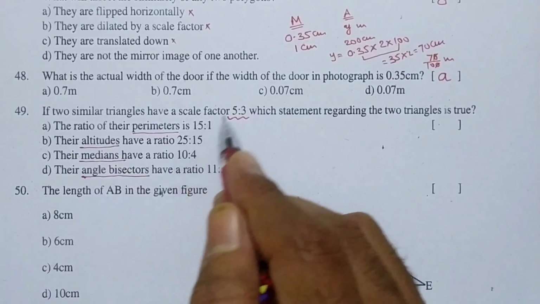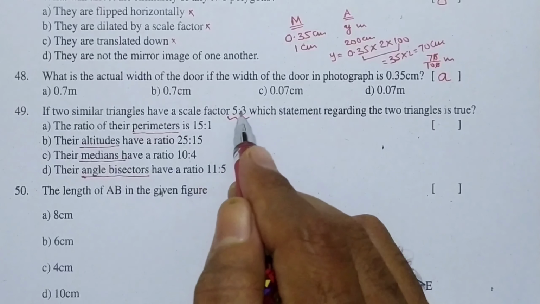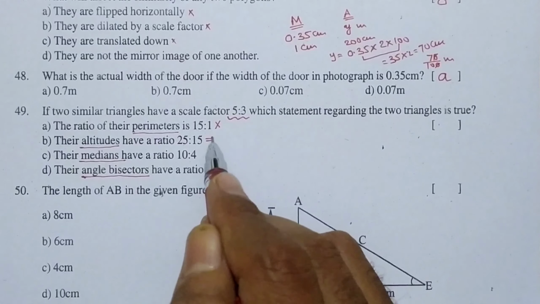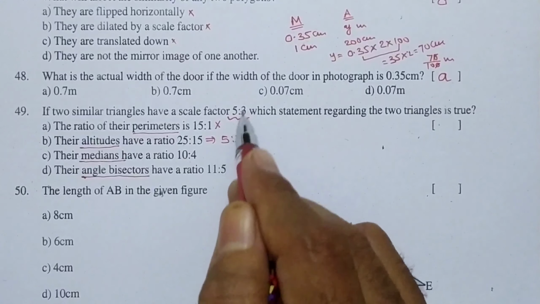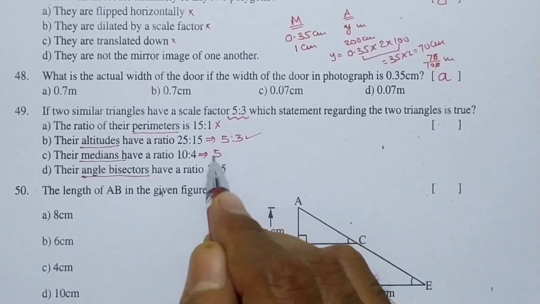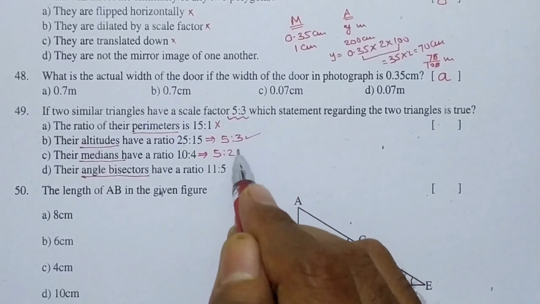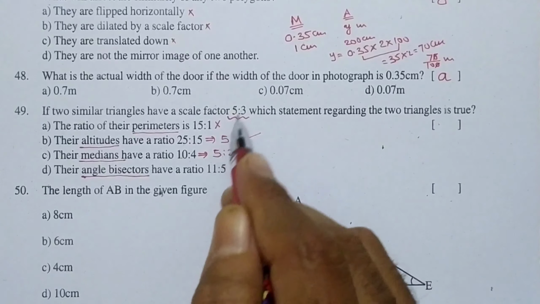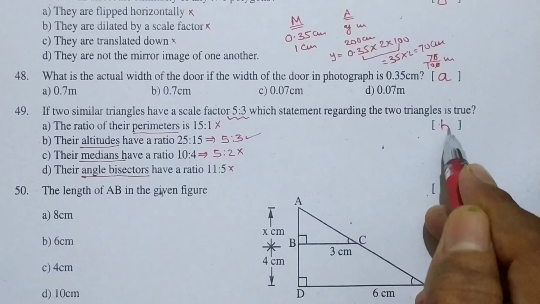Now let us see which ratio is equal to 5:3. Here 15:1 is not equal to 5:3, so this is false. 25:15, let us cancel with 5: 5 5s are 25 and 5 3s are 15. So here we get 5:3, so this is true. 10:4, when we divide by 2, 2 5s are 10, 2 2s are 4, so this is 5:2 but not 5:3. So this is false. 11:5 we can't simplify further, so 11:5 is not equal to 5:3. So from the options, option B is the right answer.